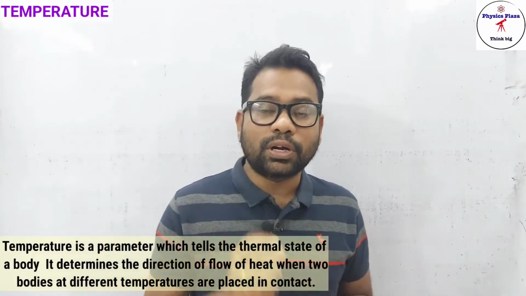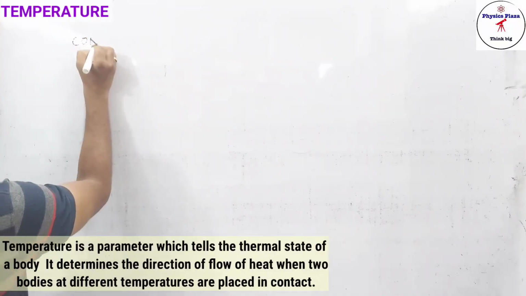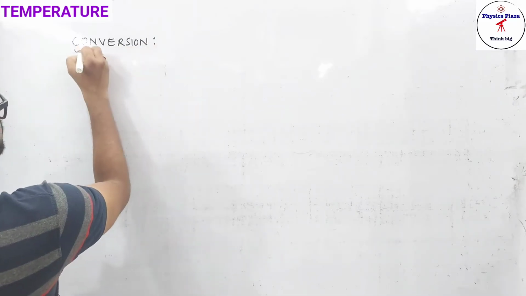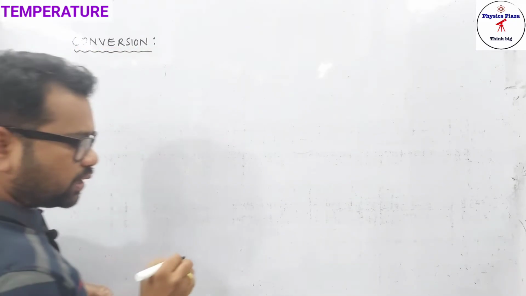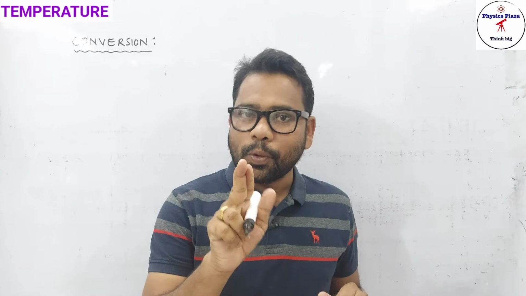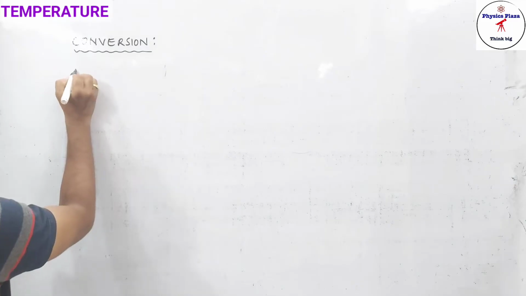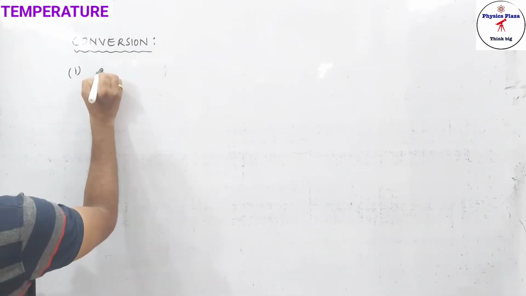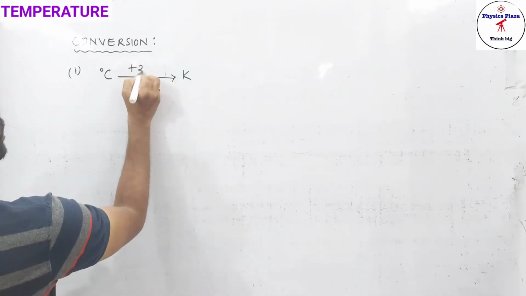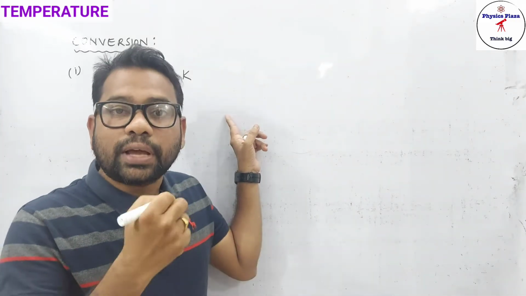And children, a very important examination point is the conversion of temperature. Here, mainly we have conversion from the Celsius scale to the Kelvin scale and from the Kelvin scale to the Celsius scale. Here we need to remember 2 points. First, suppose you want to convert from the degree Celsius scale to the Kelvin scale. Then what we have to do? We have to add 273.